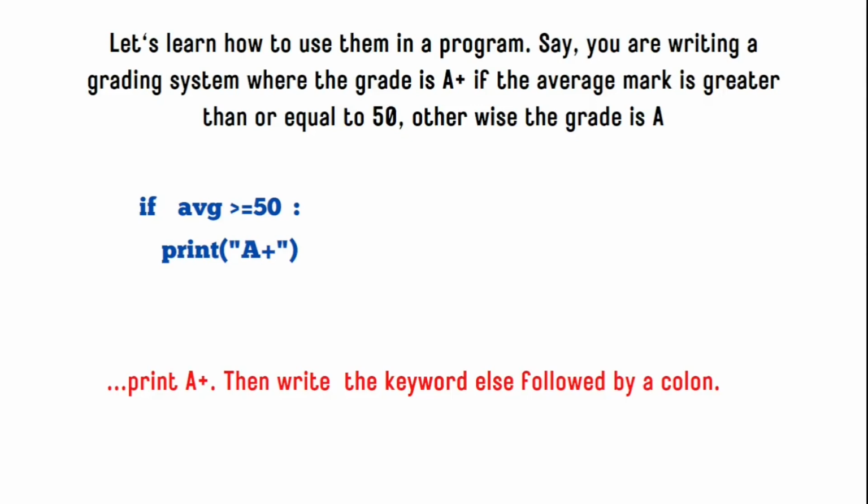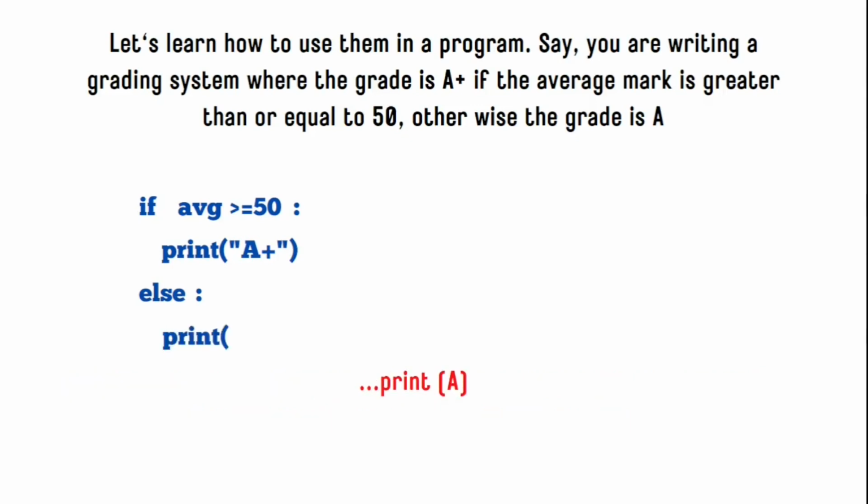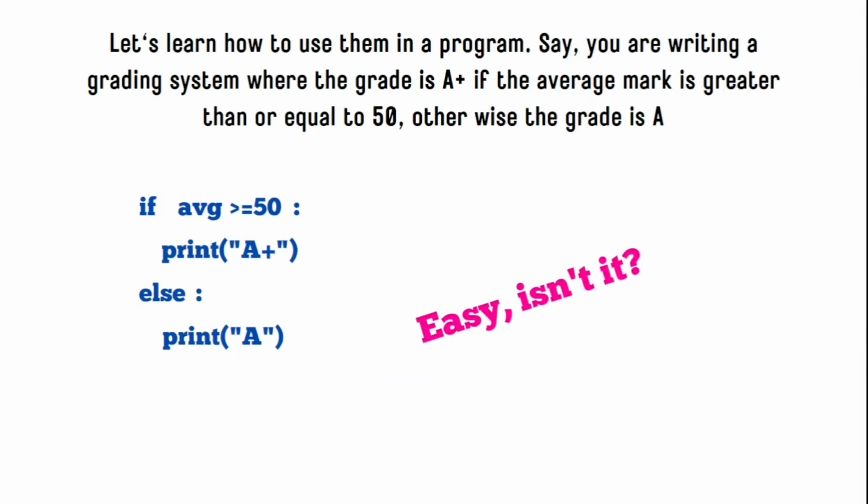Then write the keyword else followed by a colon. Then write the block of code that you want your program to execute when the condition is false. In this case, it is print A. Easy, isn't it?